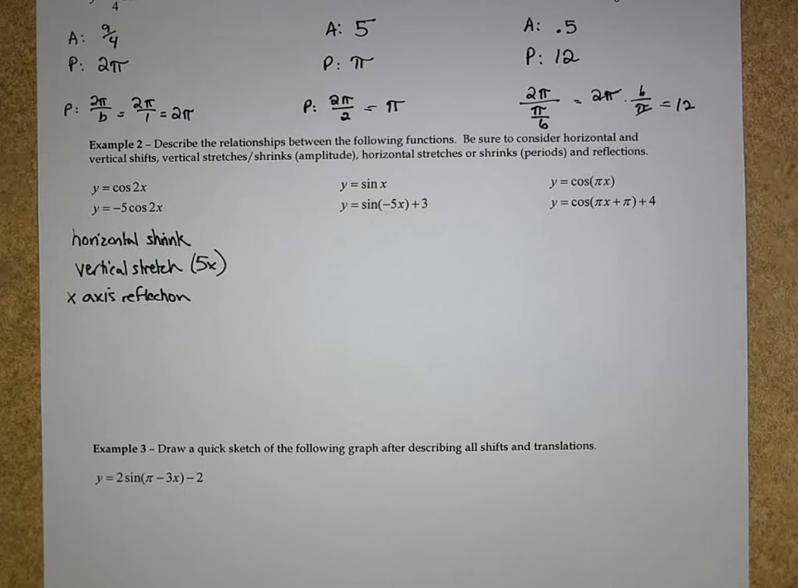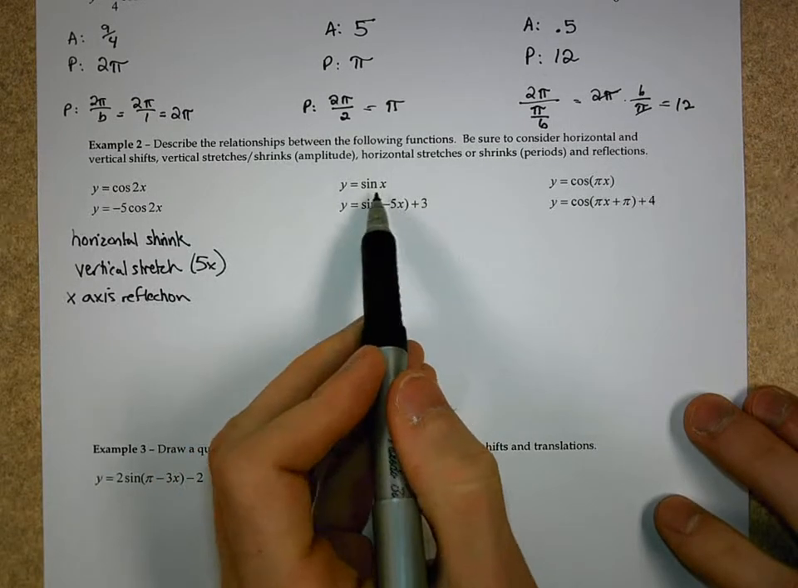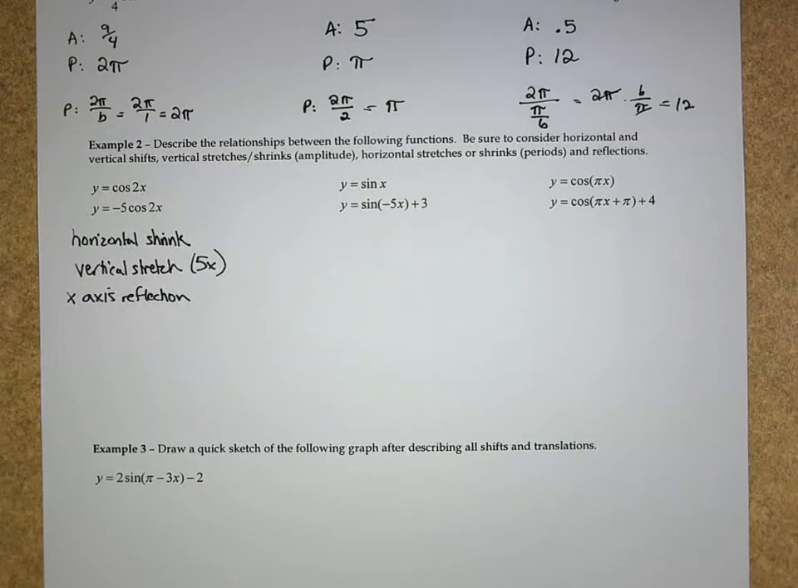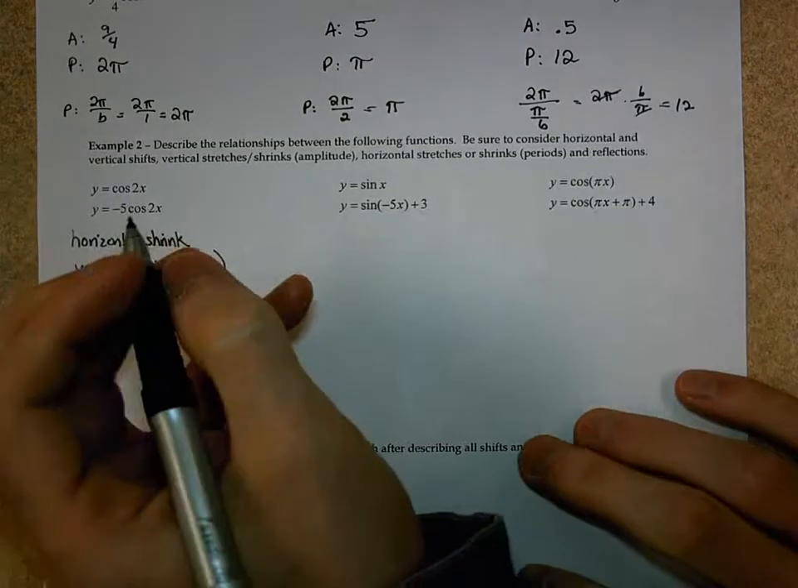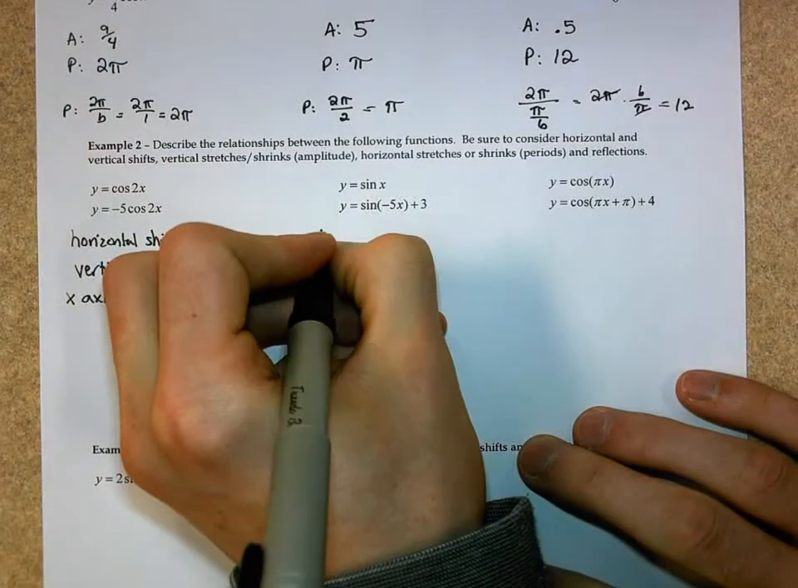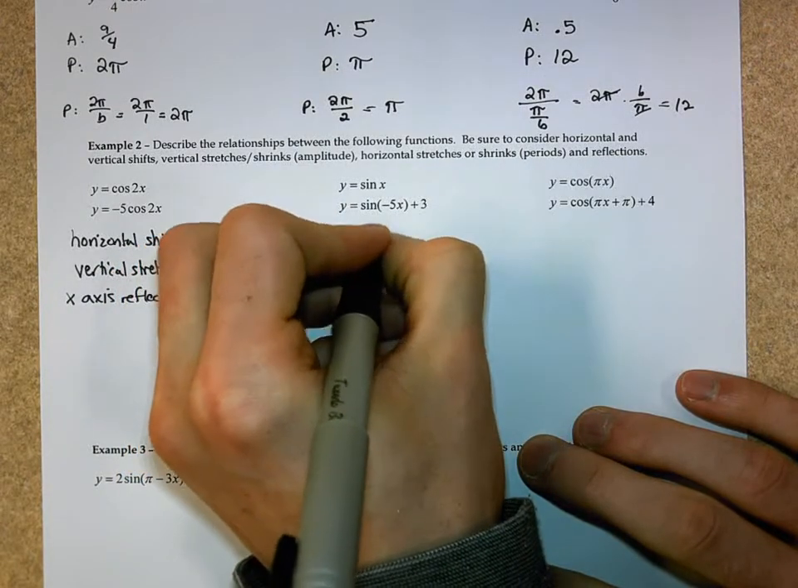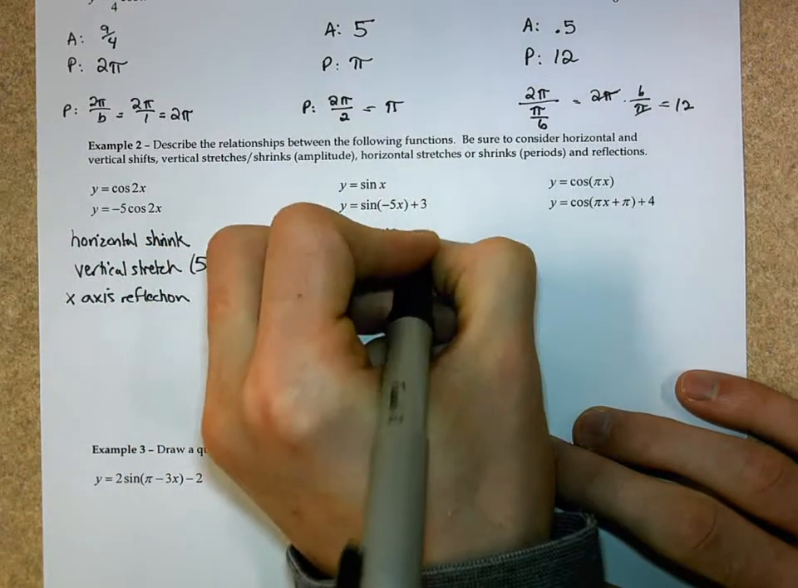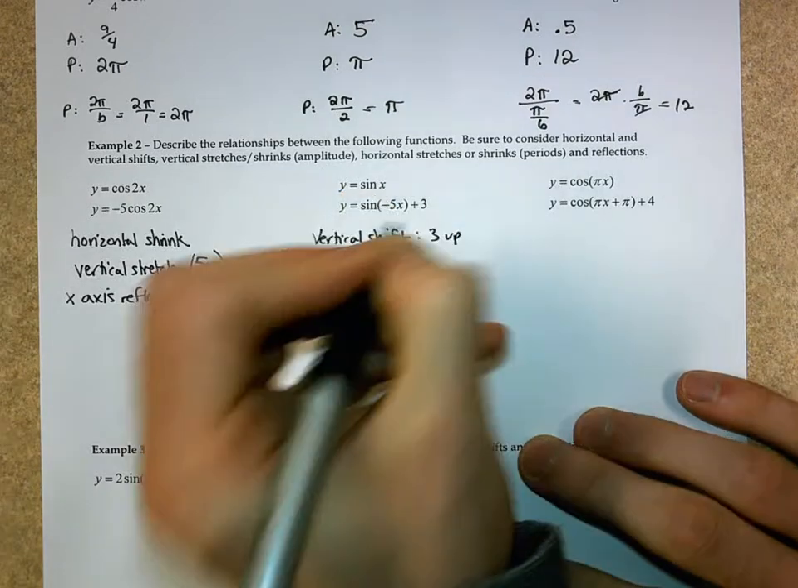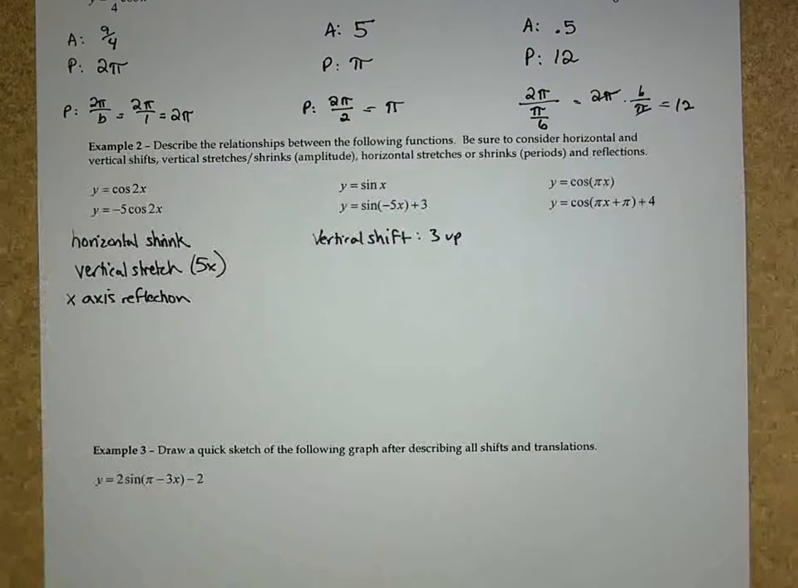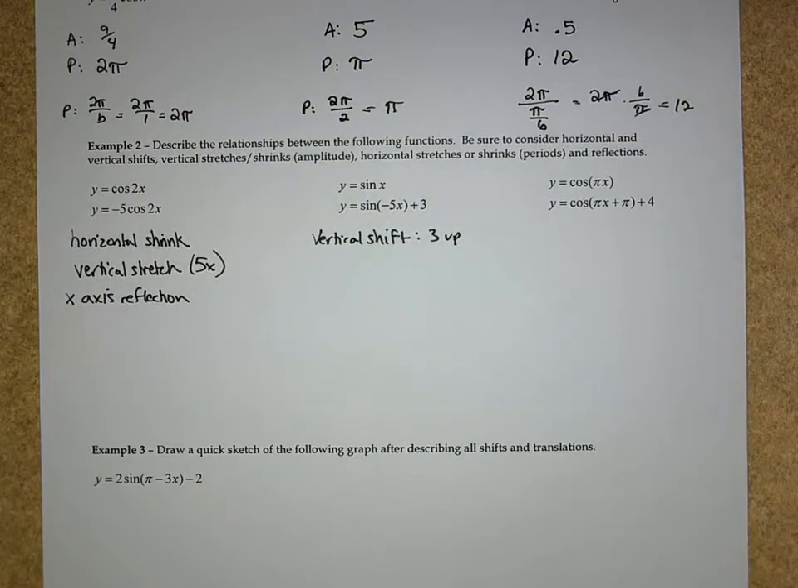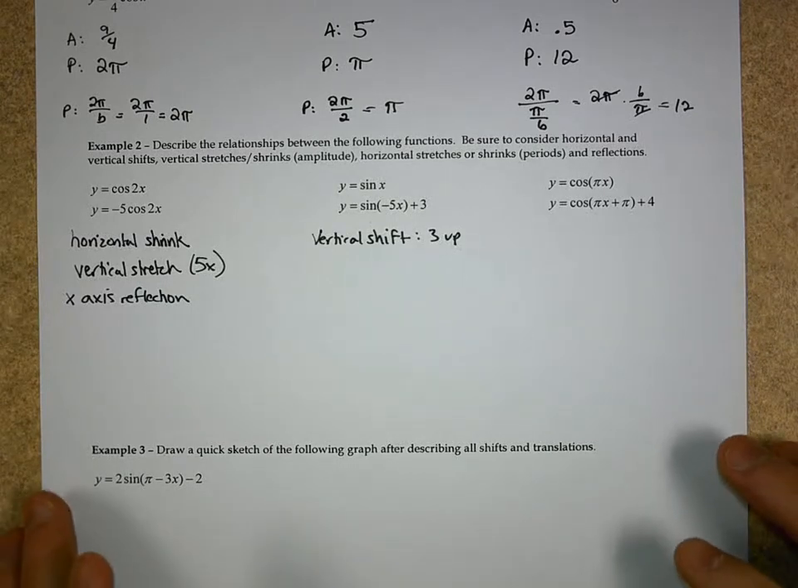The second piece we've got, we're actually comparing the true parent function, y equals sine of x versus y equals negative 5x plus 3. The first piece that we have is we've got a vertical shift, and it's going to be 3 up. That plus 3 in the back is the d value, indicating vertical shift, and positive is up, negative is down.